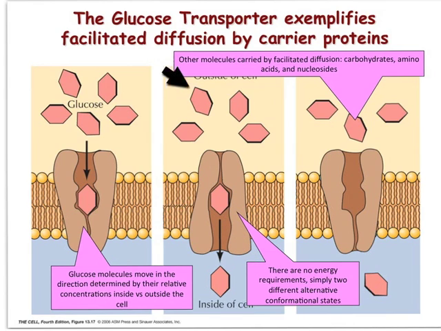Besides glucose, there are other molecules that are carried into the cell by facilitated diffusion using a similar mechanism. Among them, there are other carbohydrates, amino acids, and nucleosides that use other transporters to enter the cell.